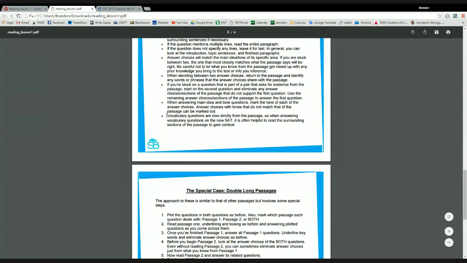And vocab questions are now strictly from the passage, so when answering vocab questions on the new SAT, it's often helpful to read the surrounding sections of the passage to gain context. So again, just read around the vocab word so you can gain context.